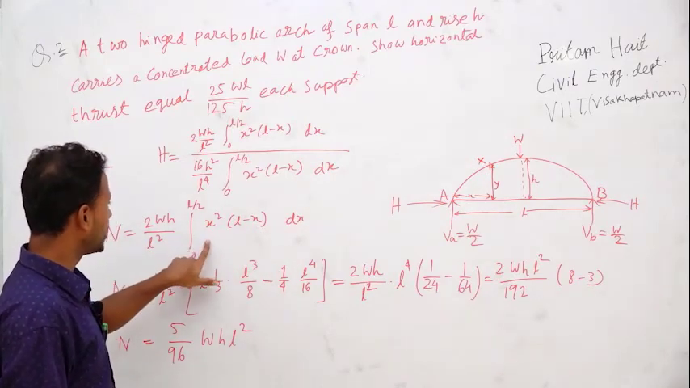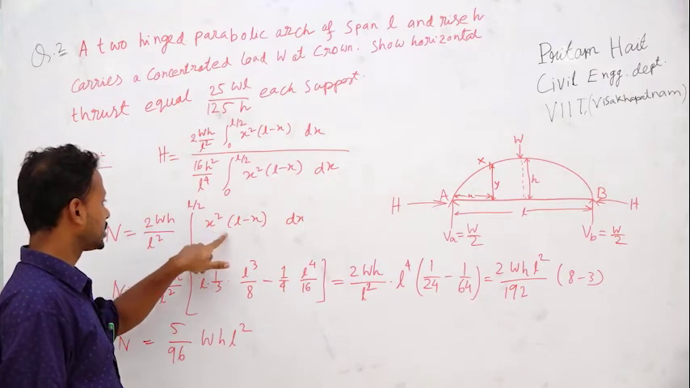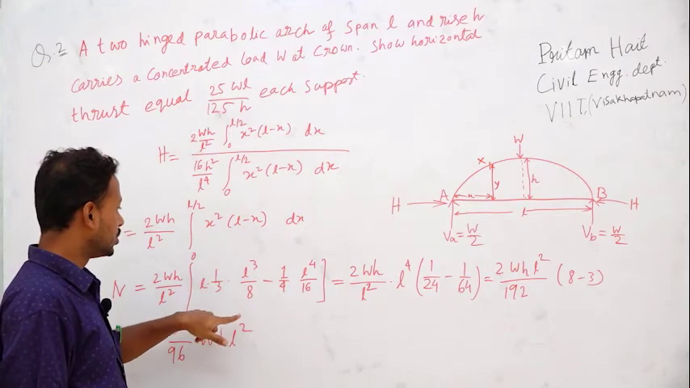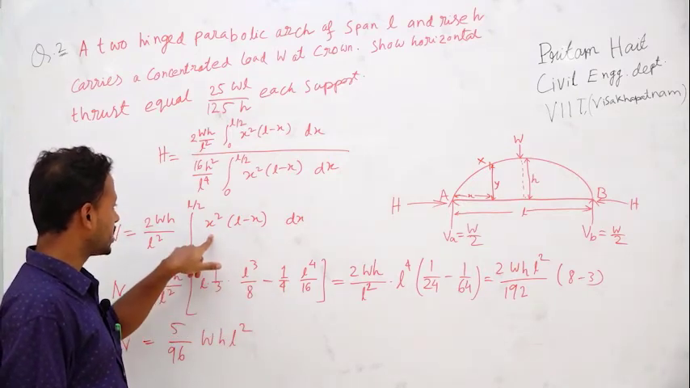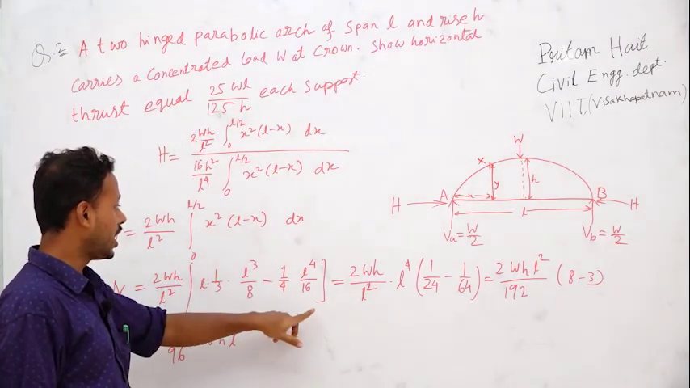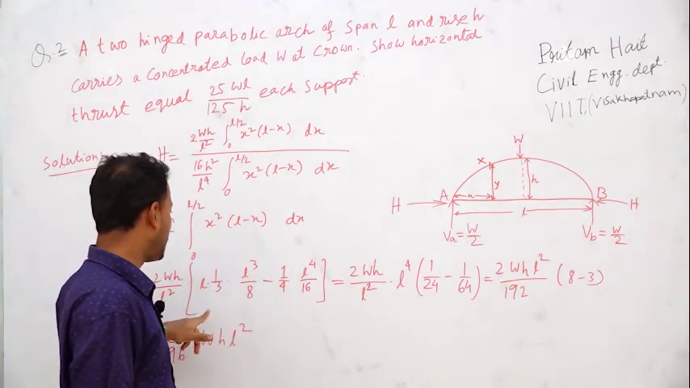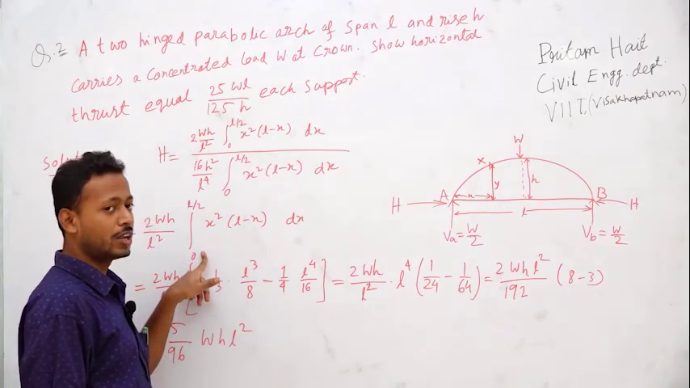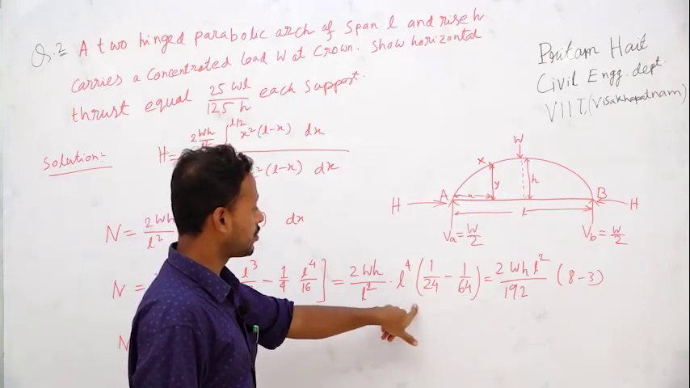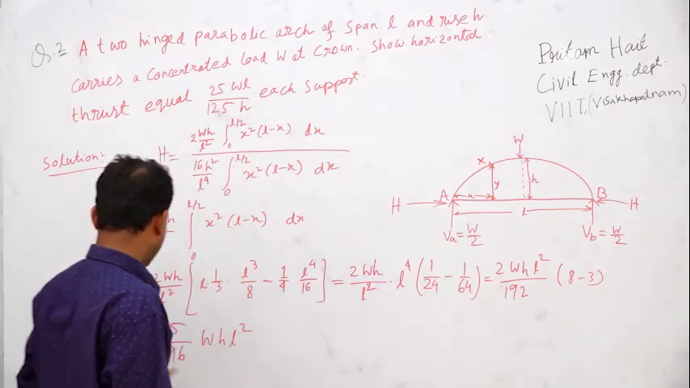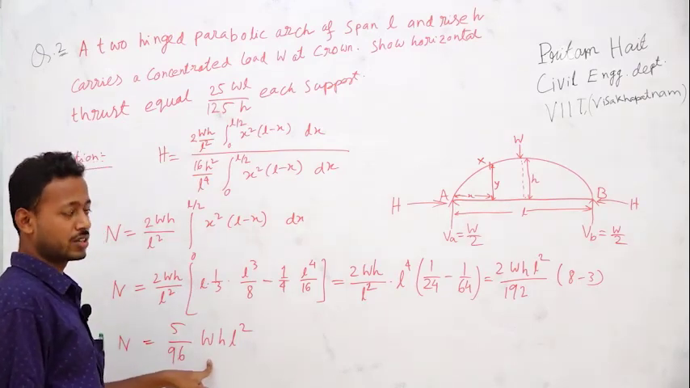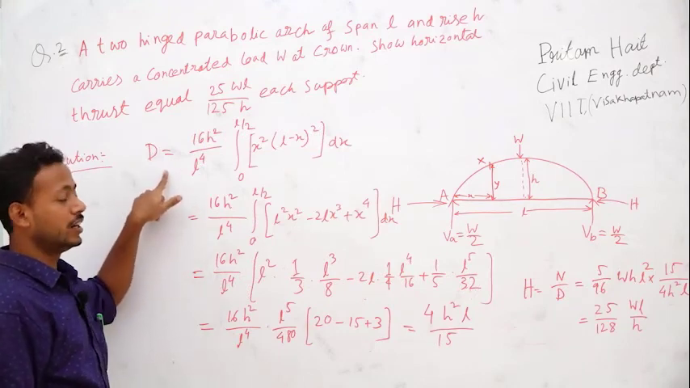So we can divide it into two parts. One is x square L, another part is minus x cube dx. If we integrate x square into L and minus x cube dx, we will have this expression. If you put the upper limit and lower limit, the lower limit is 0 and the upper limit is L by 2. So we have this type of expression, and ultimately the numerator value is 5 by 96 WH L square.